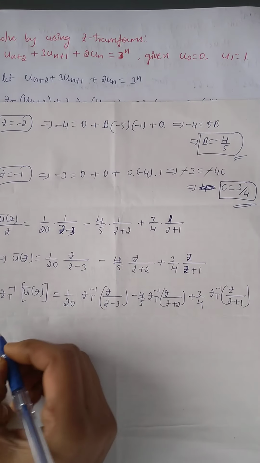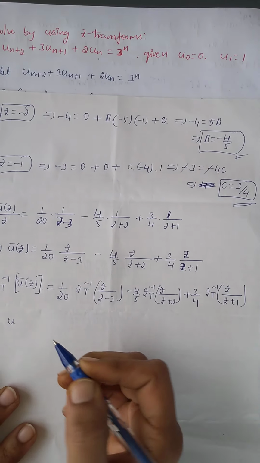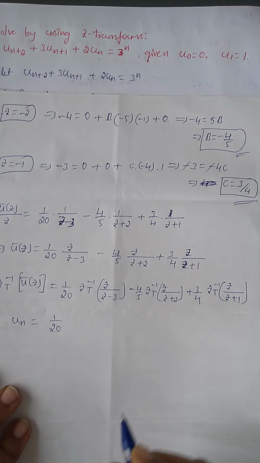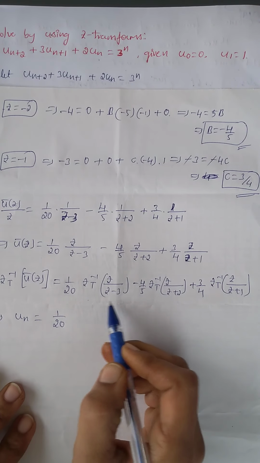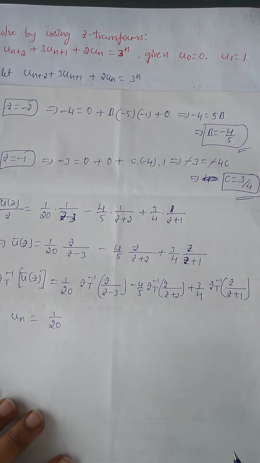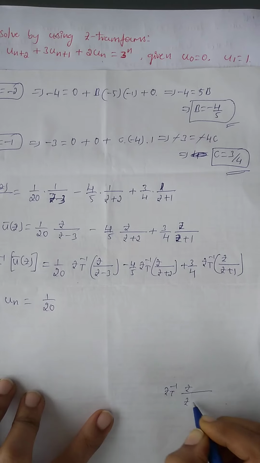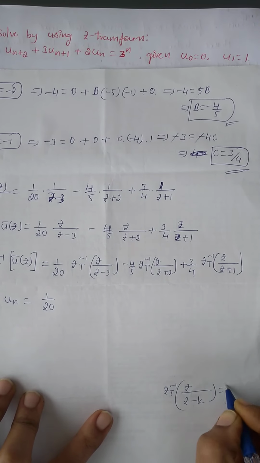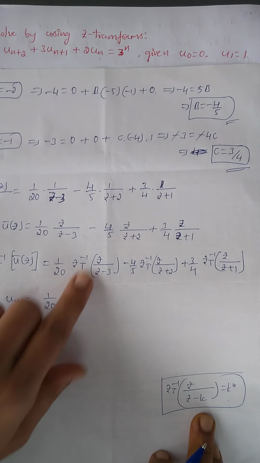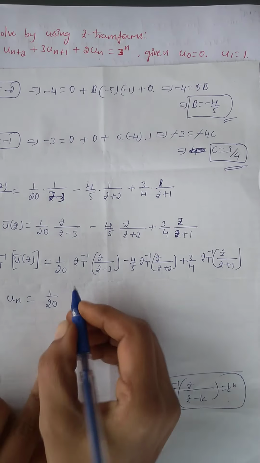Next, the final answer is the inverse Z transform of U bar of z, nothing but Un, which is equal to 1 by 20 times the inverse Z transform of z by z minus 3. For the inverse Z transform of z by z minus k, the formula is k to the power of n. Using this formula, for z by z minus 3, in place of k we have 3, so we can write 3 to the power of n.